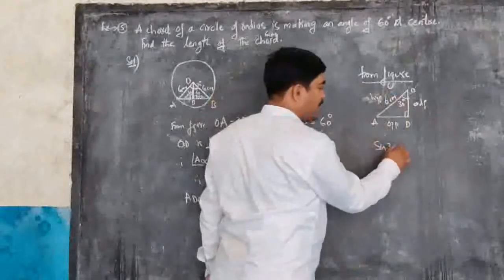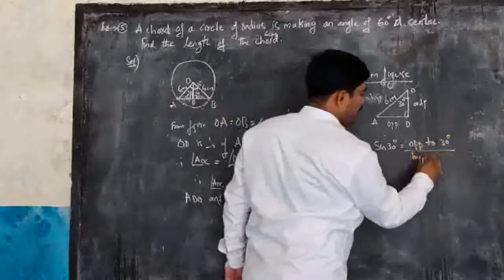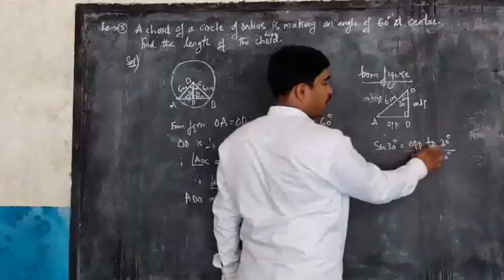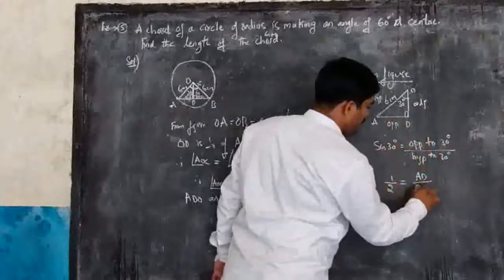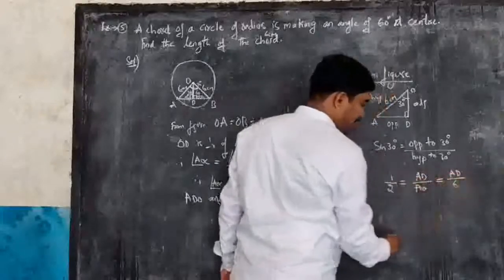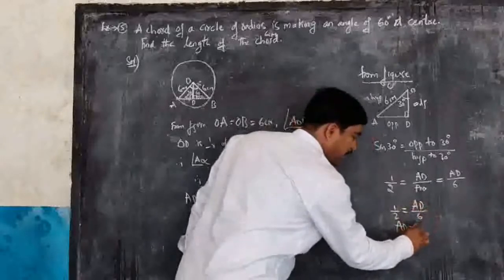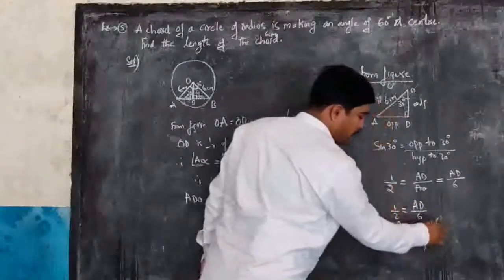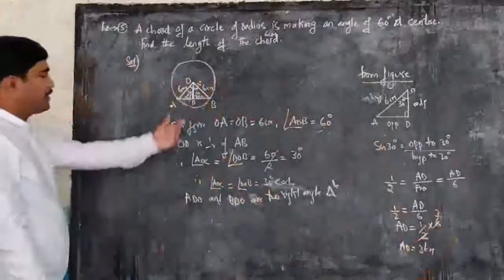So here I will apply sine. What is sine 30? Nothing but opposite to 30 degrees by hypotenuse. Sine 30, 1 by 2, is equal to the opposite to 30 degrees, which is AD, by the hypotenuse, which is AO. AD by AO is AD by 6. So 1 by 2 is equal to AD by 6. I want the AD value. AD is equal to 1 by 2 into 6, which is 3. So I got AD equal to 3 centimeters. Now we got the AD value.